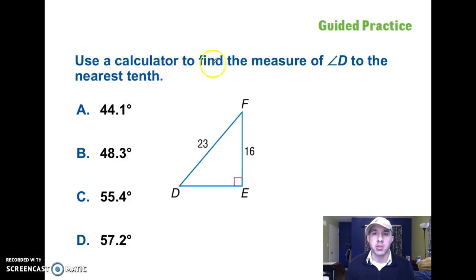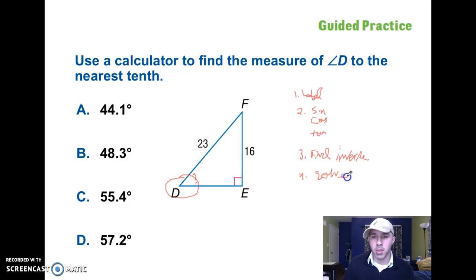Get a good answer for this. Okay, so let's go through this. Use the calculator to find the measure of angle D. So you do not know what that angle is. All right, question mark. You can put an X down if you want on that. To the nearest tenth. What I will do first is I will label. Okay, and then number 2, I'll find out whether it's sine, cosine, or tangent. I'll figure out which trig ratio I'm going to use. Number 3, find the inverse of the ratio. And then solve. All right, if you have any questions, please let me know. I like you guys a whole lot, so let me know.